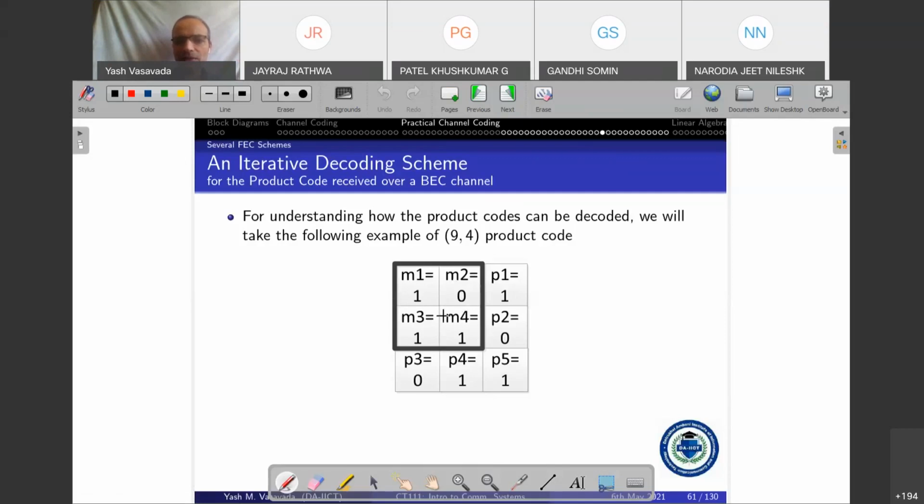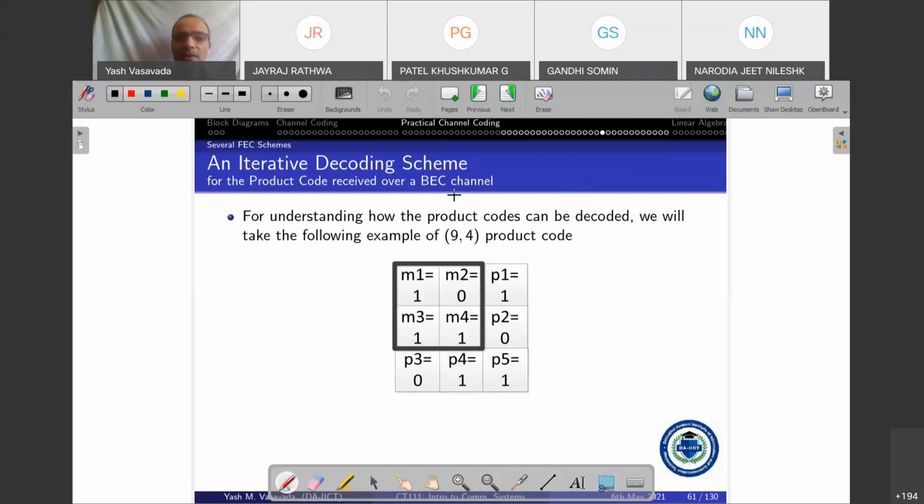And then I just calculated the parities, right? So P1 has to be 1, because then only this SPC will have even parity. P2 has to be 0 because the second SPC already had even parity. So if I added 1 here, then it will have odd parity, which doesn't work. And so likewise, I have calculated all of these 5 parity bits in this manner.